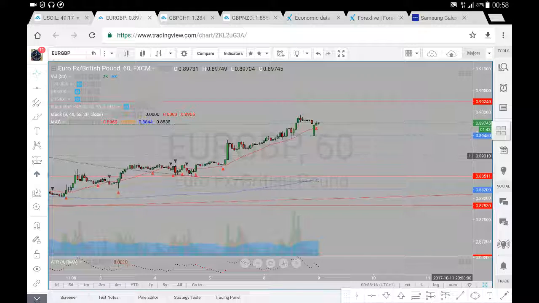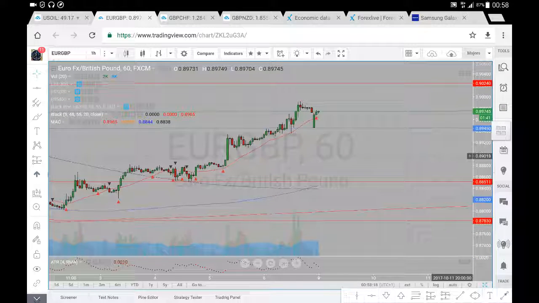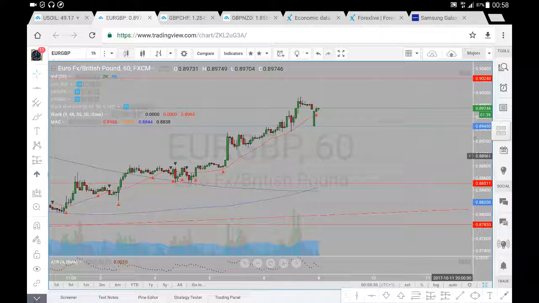Now, if we do break down from this level, which I don't expect to happen, where would I be targeting? Well, I suppose ultimately 88.50 again. But it is quite a bit away, and it would take quite some time, barring an unforeseen, high-impact event. So those are my views on the euro pound.